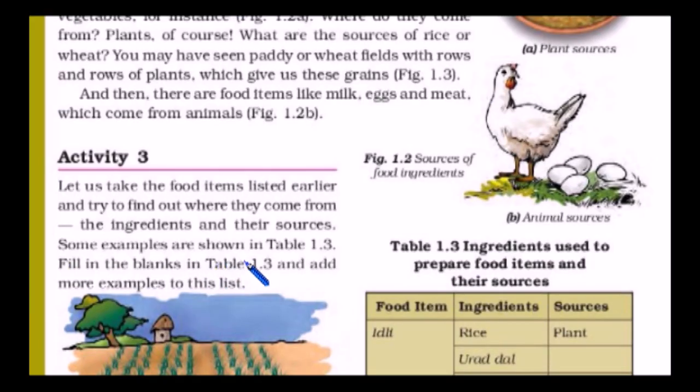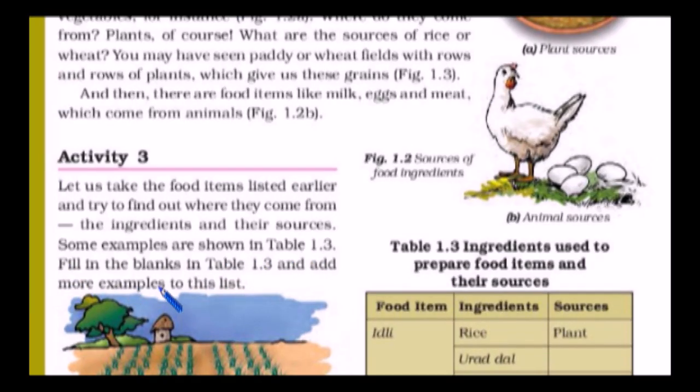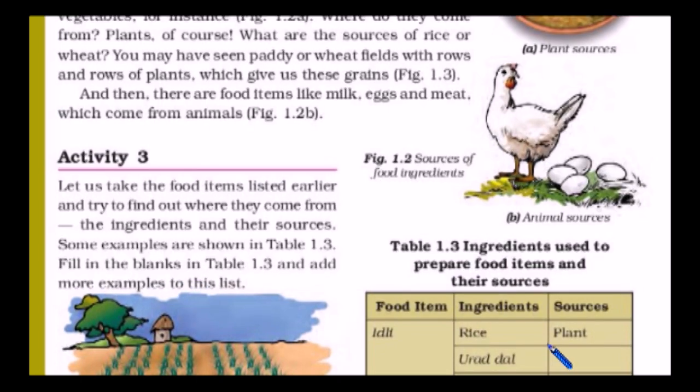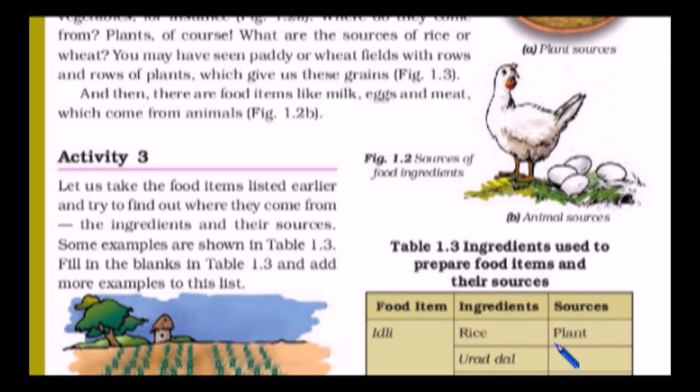Fill in the blank in Table 1.3 and add more examples to this list. Dal is a plant source, so you will write plant.